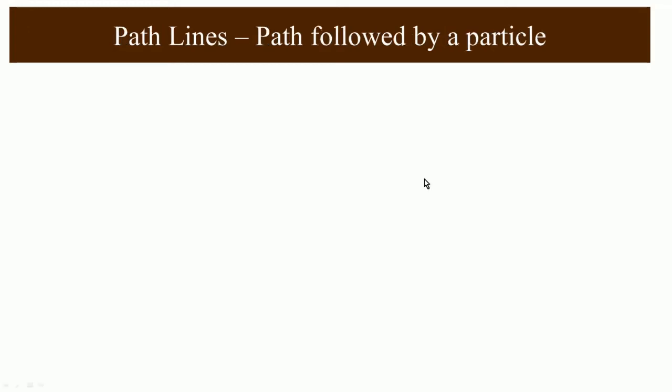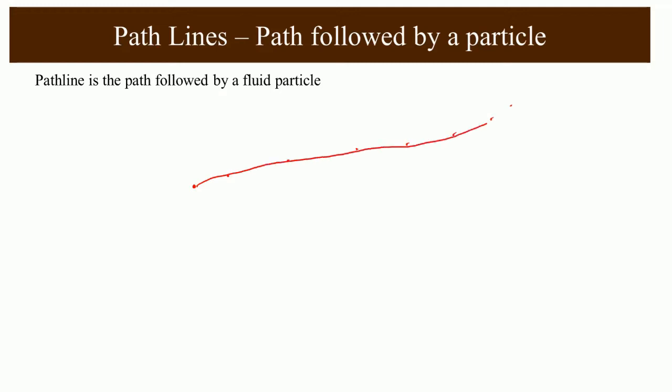Next we will go with pathlines. What is a pathline? A pathline is the path followed by a fluid particle. So this is one of the simplest things. When you have a fluid particle, the locus that this particle goes along, or the path which is followed by this particle, if you join this, then it is a pathline.